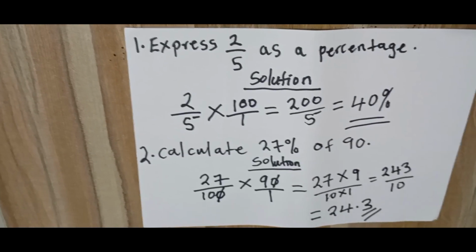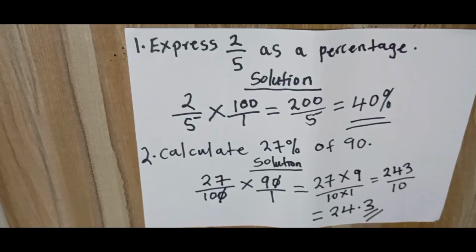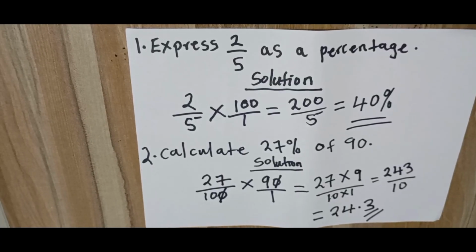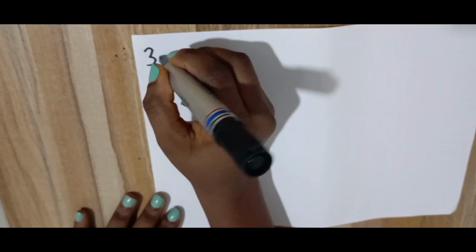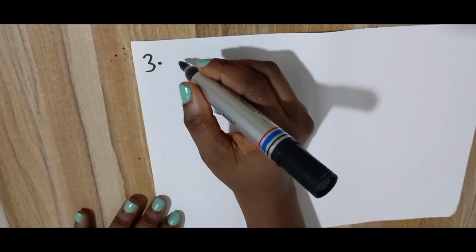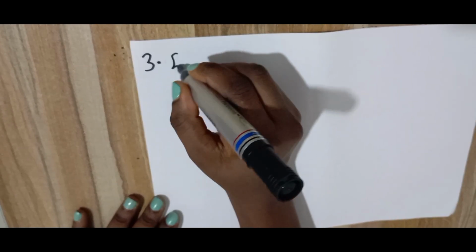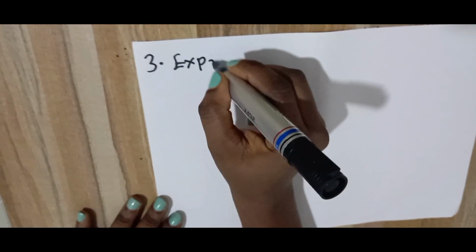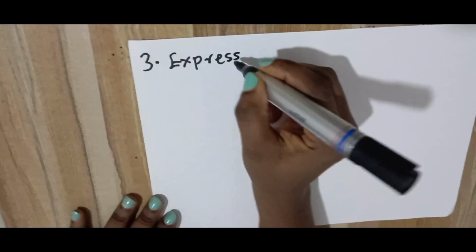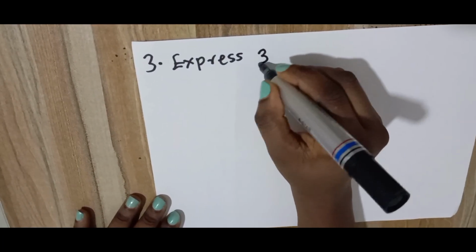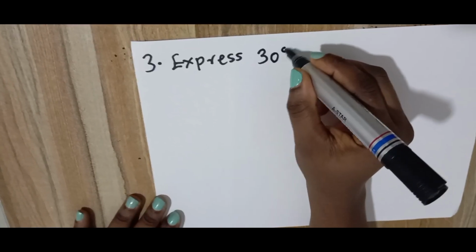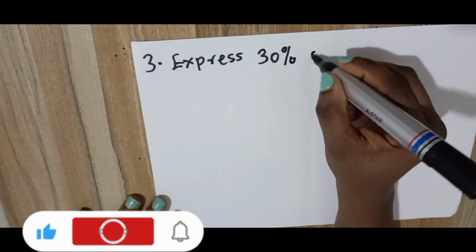Right? So I'm going to get a new sheet so I can continue with a few other exercises. So my example number 3 would be: express 30% as a decimal.